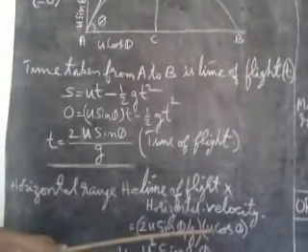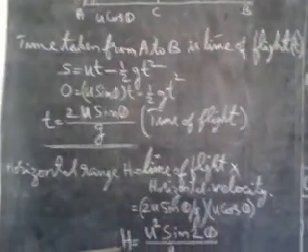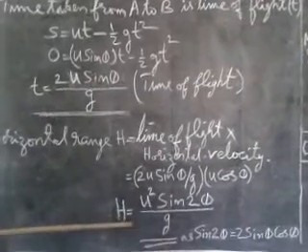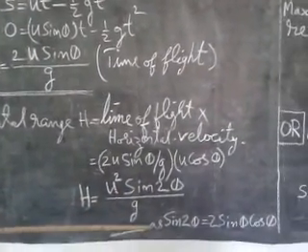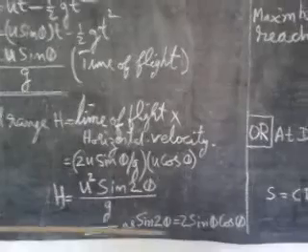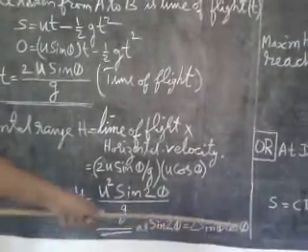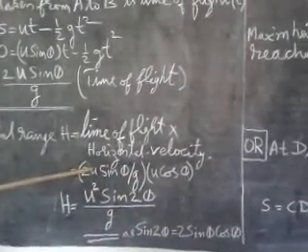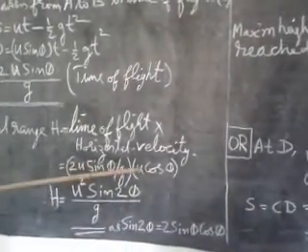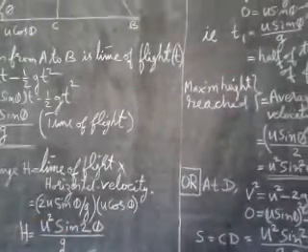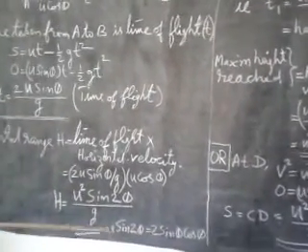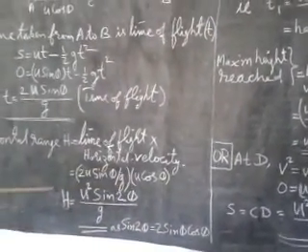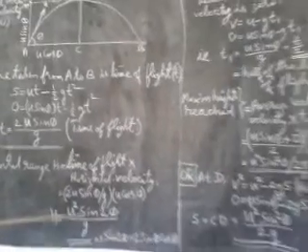So multiplying with u cos theta, we get the horizontal range R equals u square sin 2 theta by g, as sin 2 theta equals 2 sin theta into cos theta. Multiplying, you get in the numerator 2u sin theta into u cos theta. 2 sin theta cos theta equals sin 2 theta, we can substitute here. Then R equals u square sin 2 theta by g.